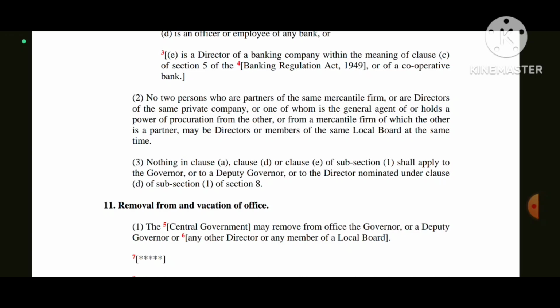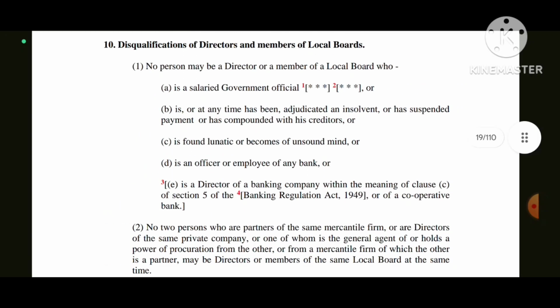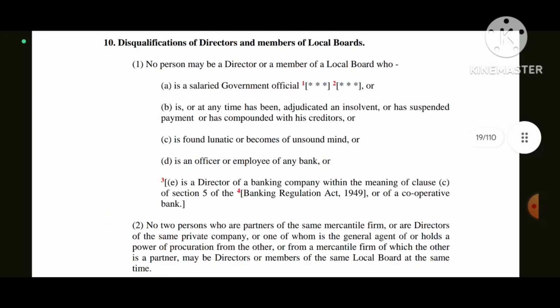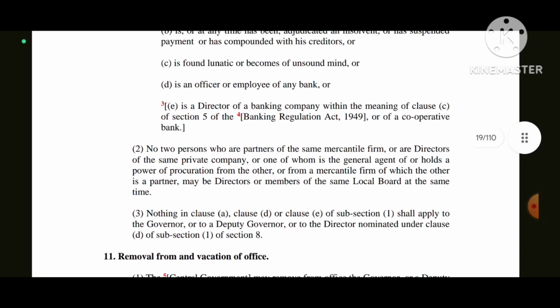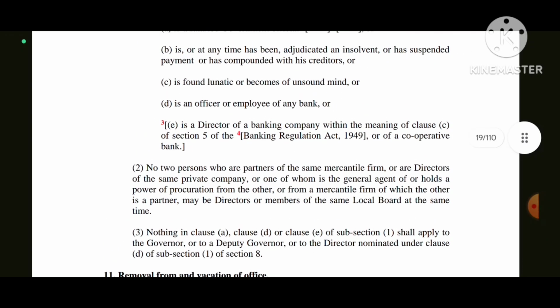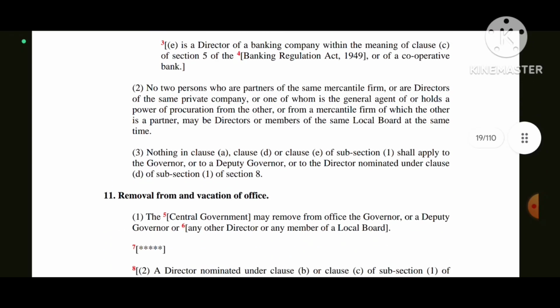Then subsection 3. Nothing in clause A, clause D or clause E of subsection 1 shall apply to the governor or deputy governor or to the director nominated under clause D of subsection 1 of section 8. So nothing in clause A, D or E. What is A? Salaried government employees. D, officer or employee. So this cannot be applied to the governor, deputy governor and the directors nominated under clause D.